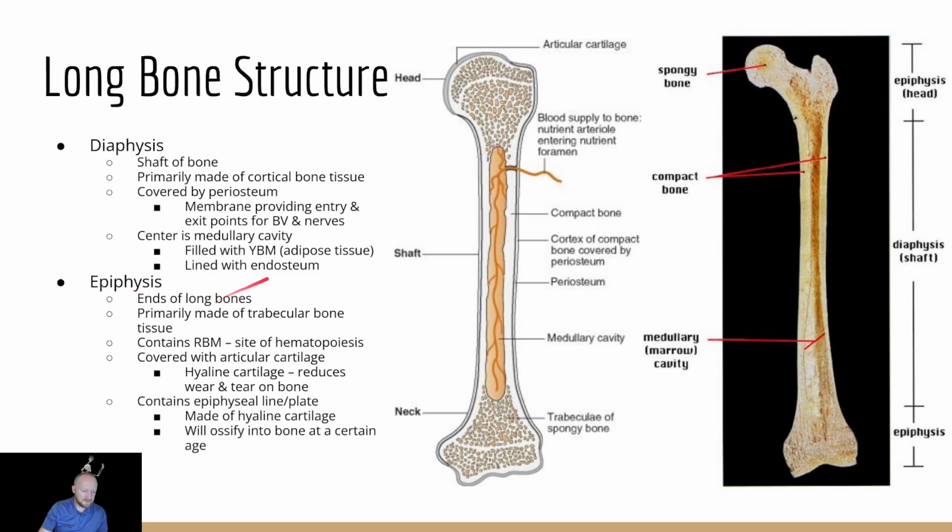So the epiphysis, the ends of the long bones, is made of that trabecular bone, also known as the spongy bone. Contains red bone marrow, site of hematopoiesis, so that's our generation of blood cells, both white and red. It's covered with articular cartilage, so think of the hyaline cartilage. This is that, we need a drumstick, that really white, smooth cartilage on the end of it. It's there to reduce friction, as well as wear and tear on the bone.